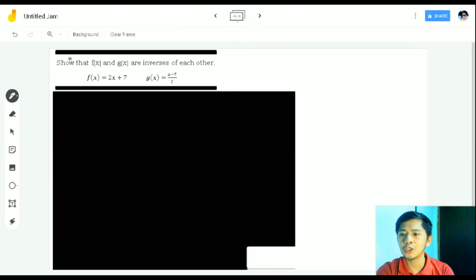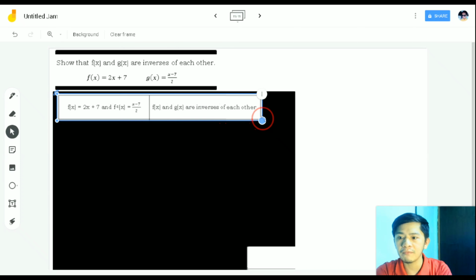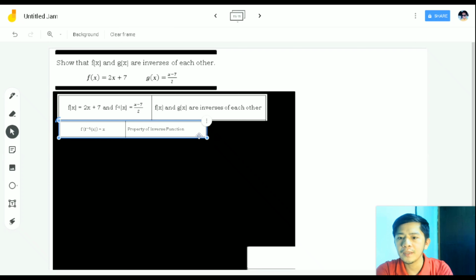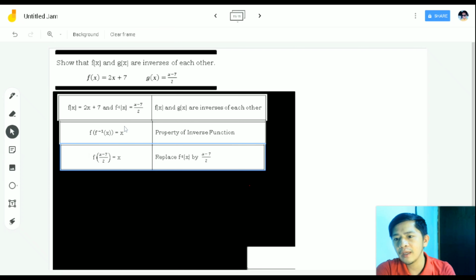Okay, so another example, we will show that f of x and g of x are inverses of each other. F of x equals 2x plus 7 while g of x equals x minus 7 over 2. So, paano natin gagawin? So, we all know that these are the given, the f of x, and if it is the inverse, we will set that the other one is f inverse of f of x, no? So, another one. After that, one of the properties of inverse functions is that f of f inverse of x equals x. What is f inverse of x?